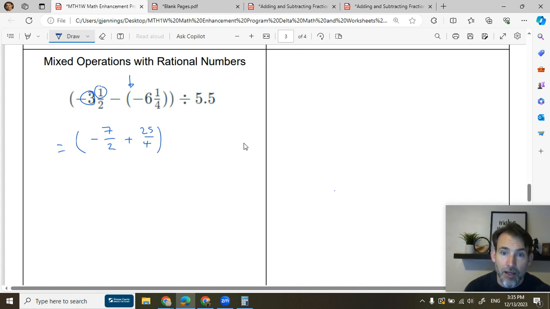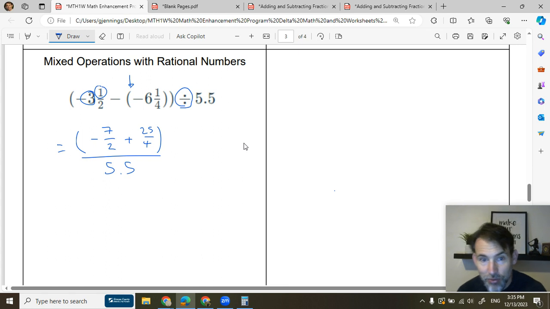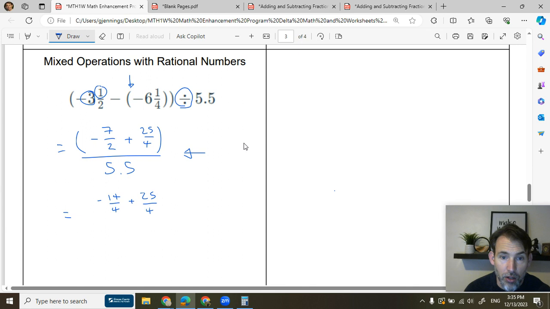Okay. And then we're going to be dividing by 5.5. Who the heck uses this notation? Not me. I always write it as a fraction. I like this much better. So now we do this addition. I'm not going to use my weird create-the-common-denominator thing. I'm just going to say that -7 over 2 is -14 over 4, plus 25 over 4, divided by 5.5. Well, 5.5 is the same thing as 11 over 2. And your calculator will tell you that is correct.